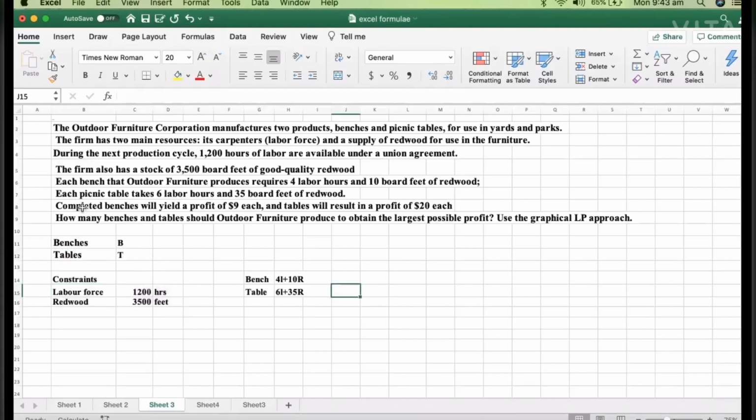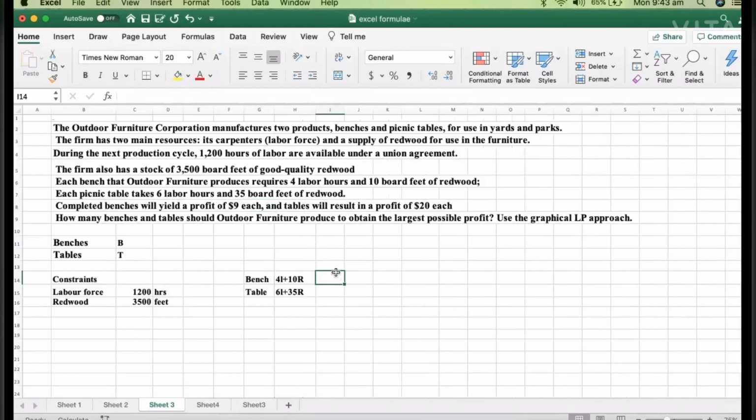The next one: completed benches will yield a profit of $9 each. It means on a bench I will have a profit of $9 each, and on a table that is $20 each. So that is my profit for a bench and for a table.